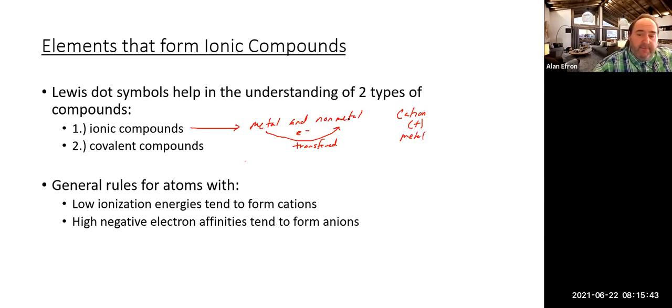The nonmetal now picks up the electron or electrons and obviously now has an excess of electrons. It has more electrons than protons and becomes negatively charged, or an anion. And it is that attraction between the positive and negative charge that holds that together, and that's that electrostatic attraction.